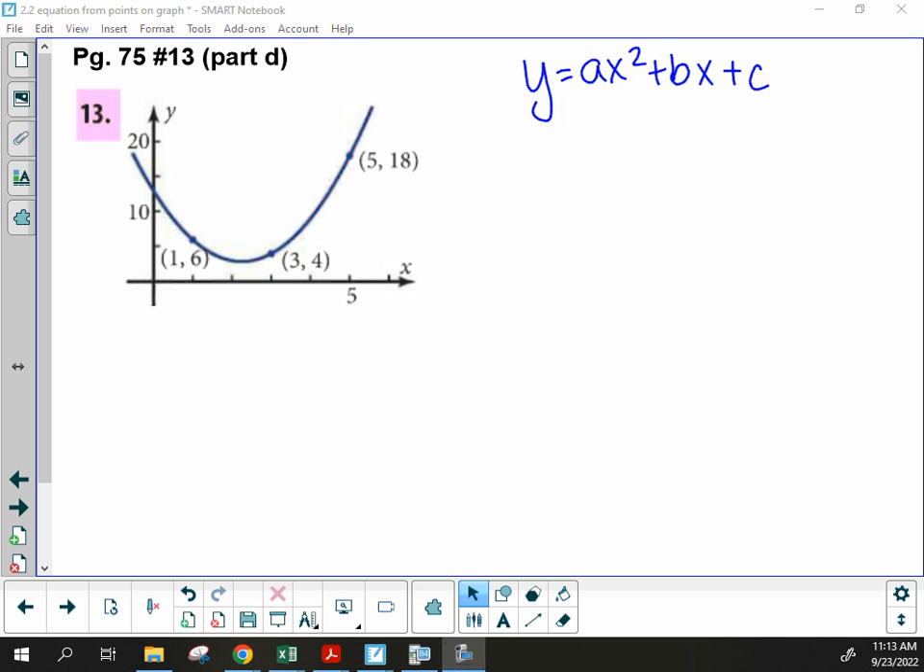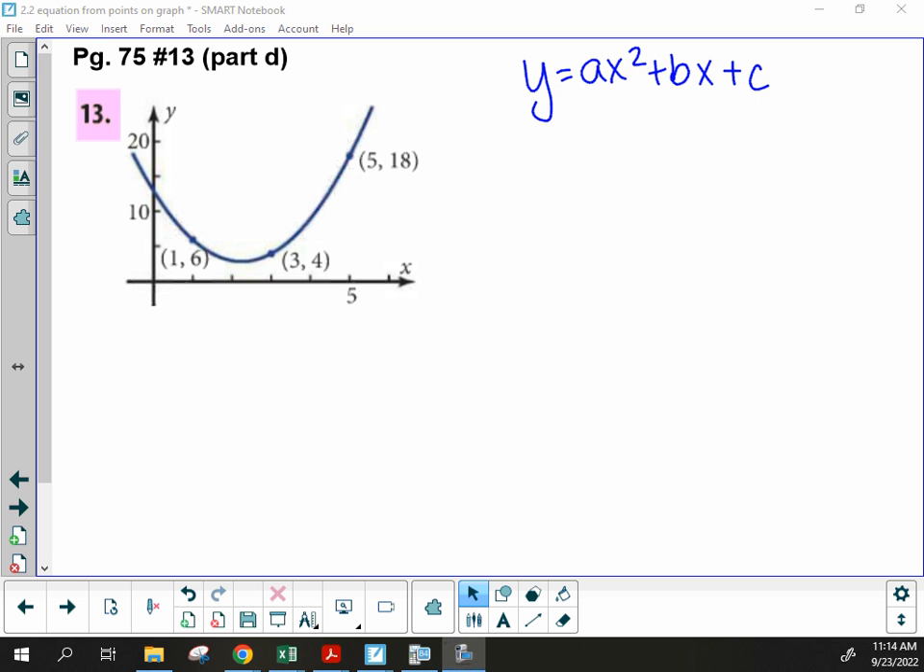Okay, this video is to go along with number 13 from page 75. We're going to do just part D, where we find the specific equation for this given quadratic function using the 3 points that they give us. So step one is to take those 3 points and get 3 equations that will help us find our 3 unknowns, A, B, and C. So we're going to do that first.